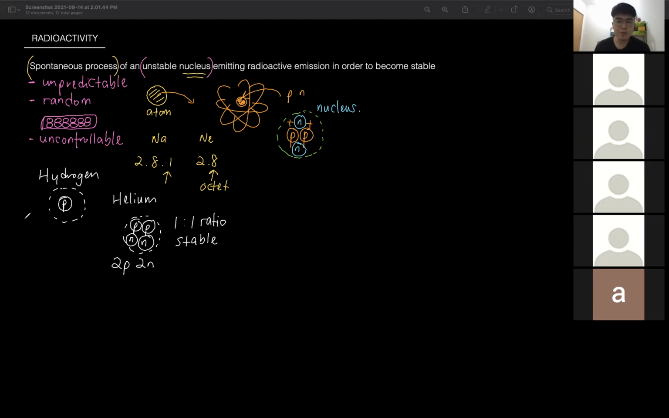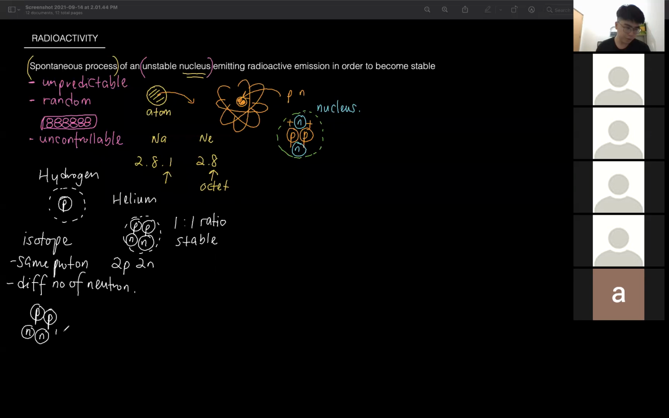Now, sometimes you have isotopes, right? What is an isotope? For an isotope, the proton number is the same, but the number of neutrons is different. That is an isotope. For example, helium's isotope, with the same number of protons, meaning two protons. Let's say we have tritium. Tritium is an isotope of, sorry, that is for hydrogen. Tritium is the isotope for hydrogen. So let's say we have an isotope with two protons and three neutrons. 1, 2, 3. Is this stable or not stable? This will become unstable.